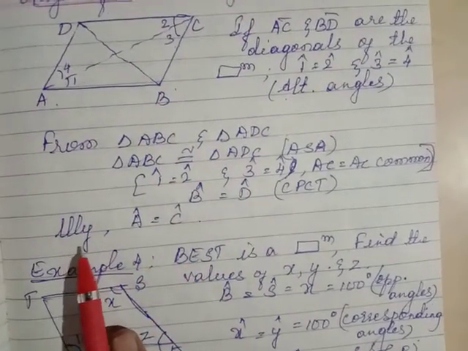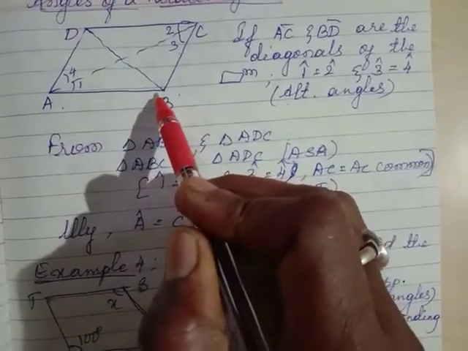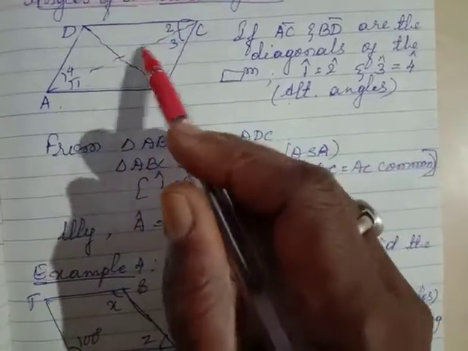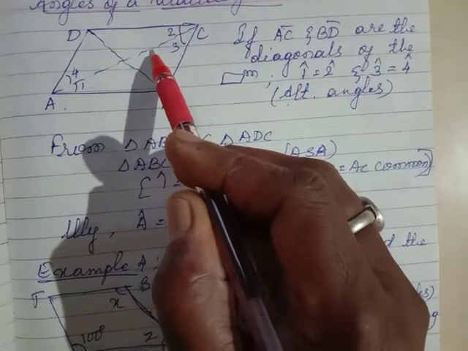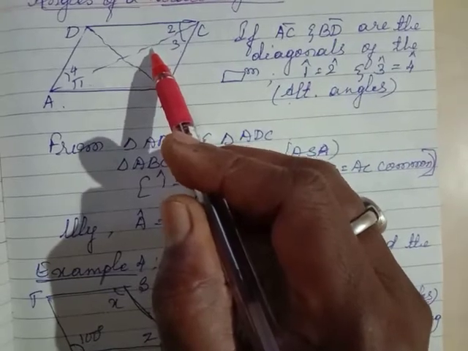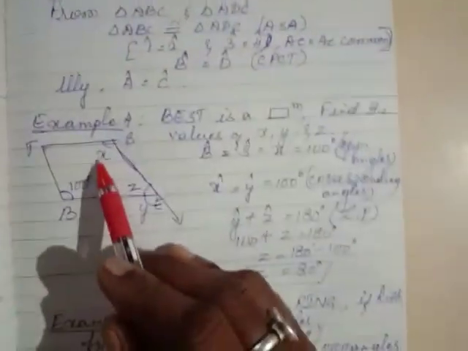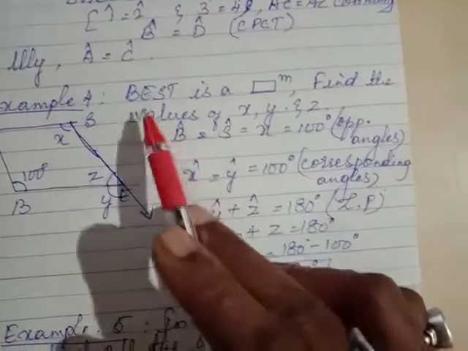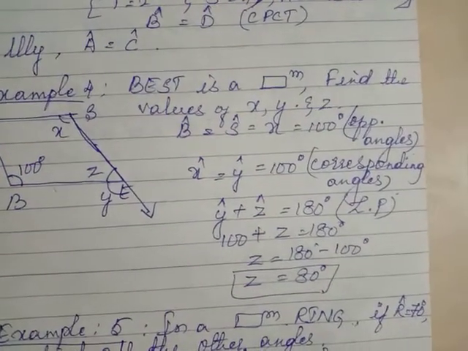Similarly, we can prove that if we take BD as a diagonal, then ADB and DBC are two triangles. These two triangles are congruent. Therefore, by CPCT, angle A is equal to angle C. Okay, children, now an example. BEST is a parallelogram.